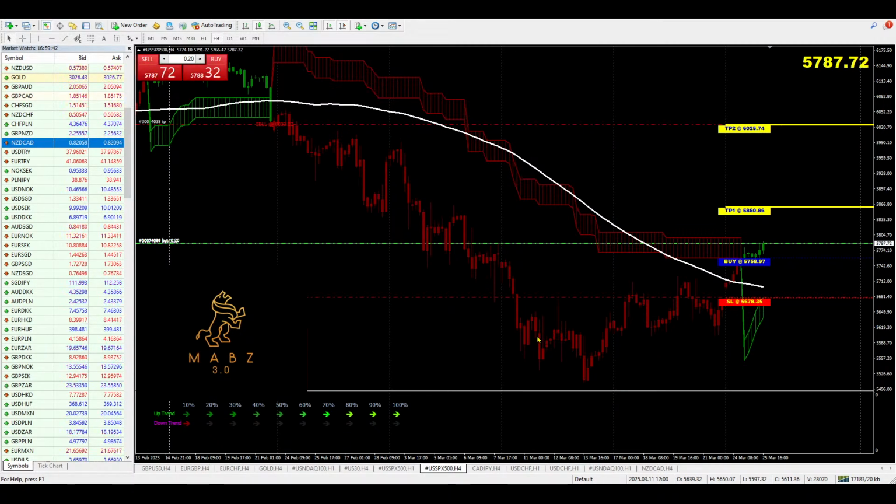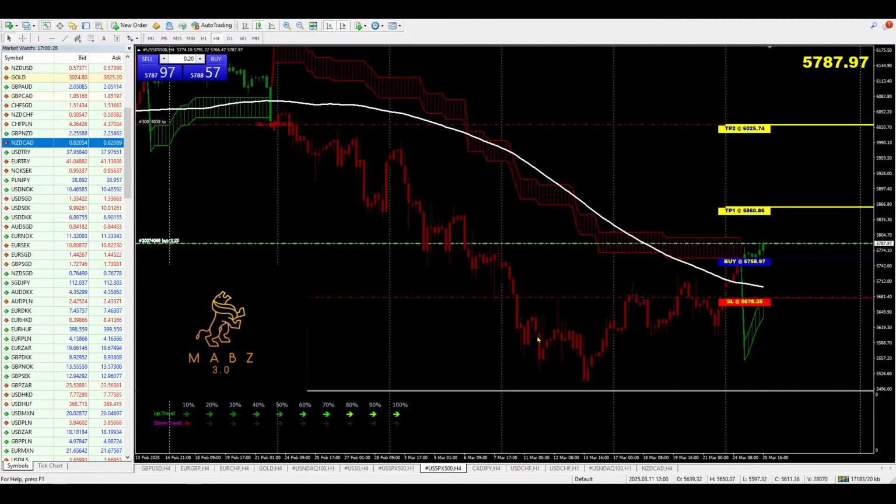All right. So, yeah, I'm sending the screenshot right now to Telegram. SP500. And then, okay, wait. Let me just consolidate my screenshots real quick.